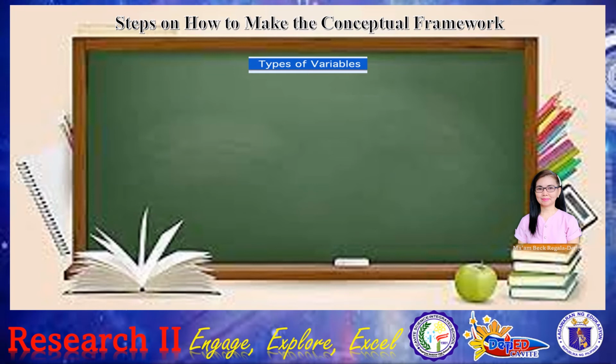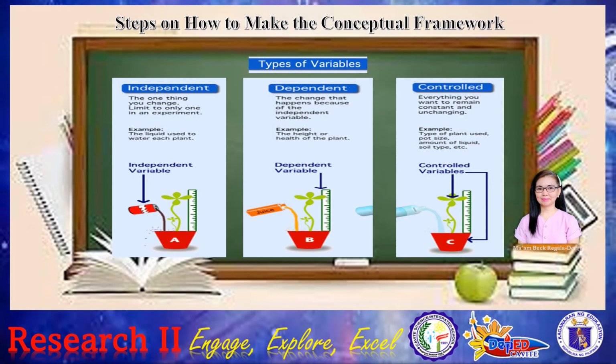Sa type of plant, pare-parehas. Amount of liquid, iba-iba nga lang yung liquid, pero pare-parehas yung amount and the soil type. So that is independent, dependent, and controlled variable.